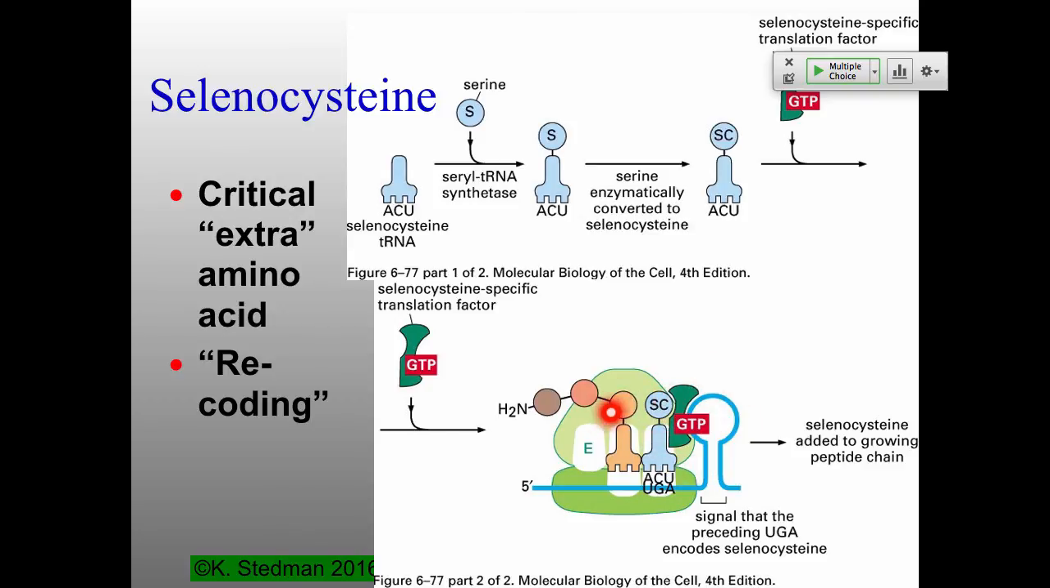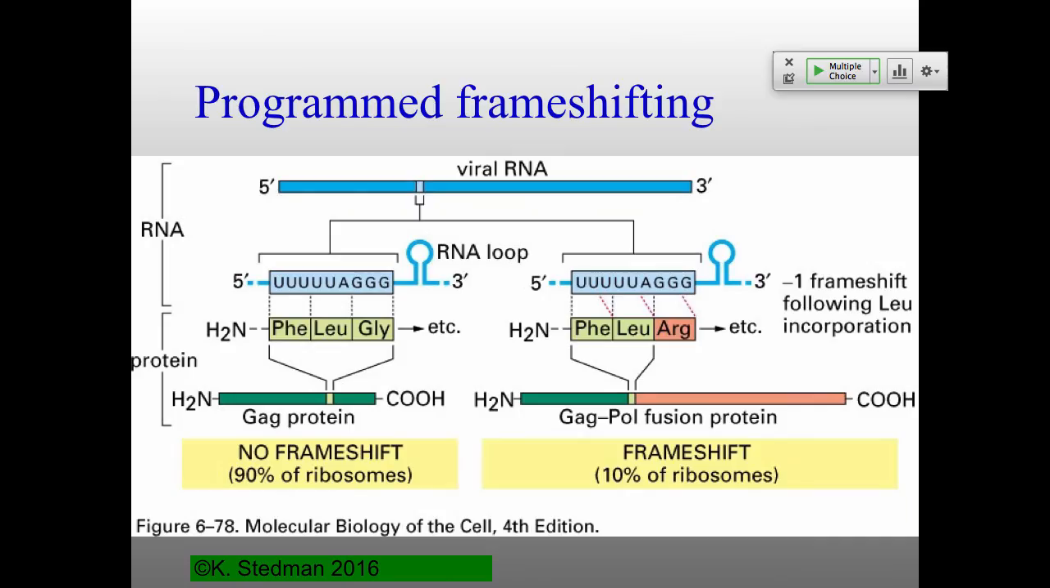Once selenocysteine is added here, that selenocysteine is just hanging off on the side chain. The amino group and the carboxy group of this particular amino acid are identical to each other. So it just gets included as normal parts of the protein. I'm going to skip programmed frameshifting because it's viral and totally cool, and we'll talk about it next term.